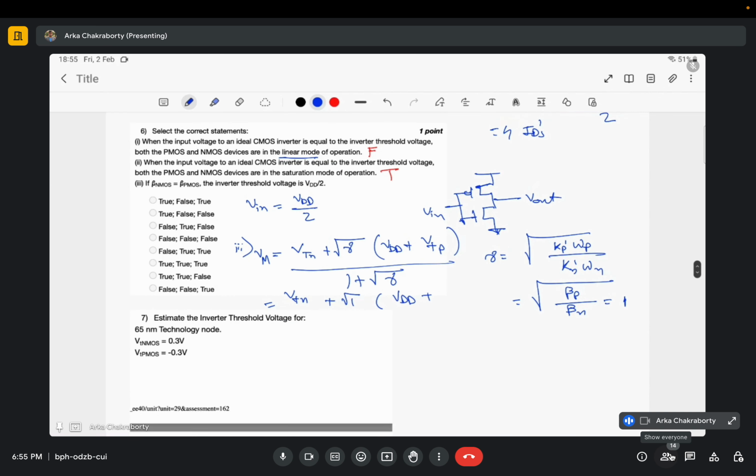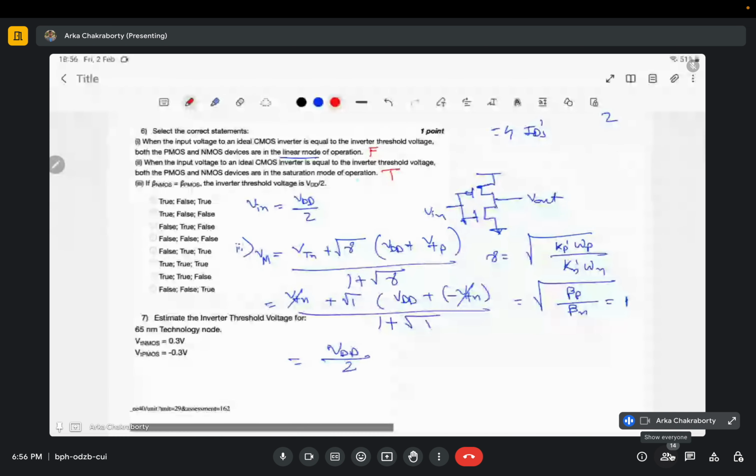When VGS crosses 0.3 volt, my NMOS starts. Similarly, when my VGS crosses minus 0.3 volt, my PMOS will also start. So I can take this Vtp as minus of Vtn, divided by 1 plus gamma. Gamma is 1, so Vtn will cancel and it will become Vdd divided by 2. So for beta NMOS equal to beta PMOS, the inverter threshold voltage is Vdd by 2. True. So the answer is false, true, true.